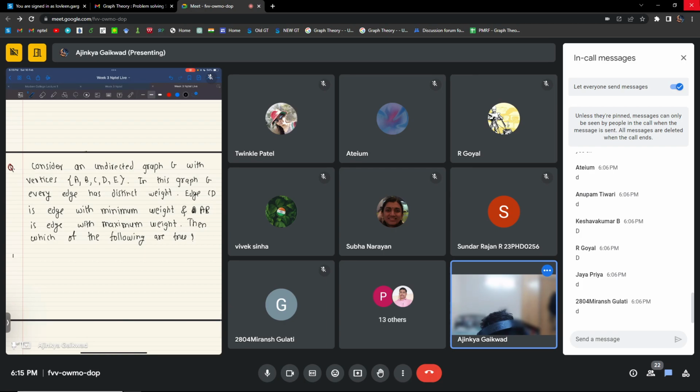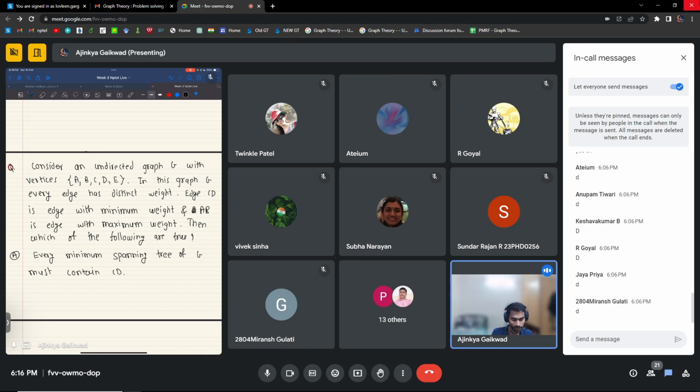So let me give you the first option. Every minimum spanning tree of G must contain CD. Let's go option by option because I think this is a long question, so it will be easier. So here is your first option.